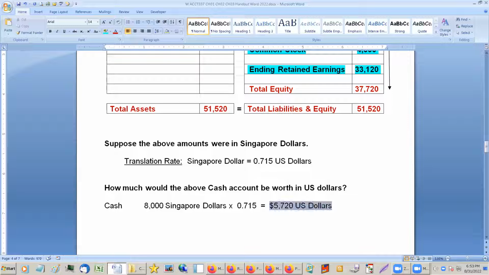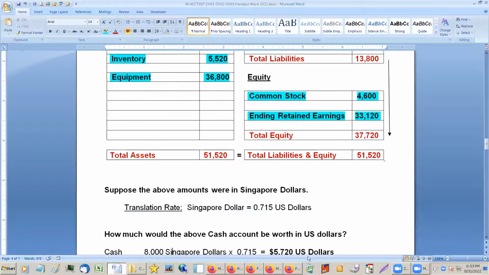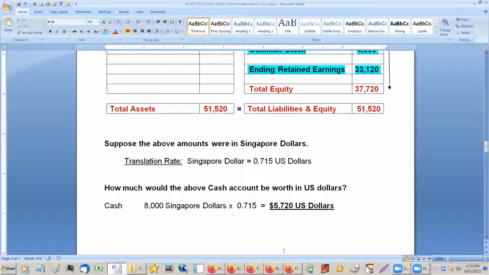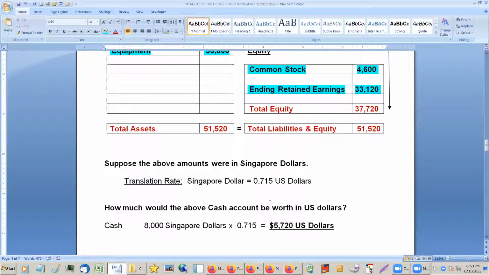So if this was in a foreign currency, let's say that we owned a company in Singapore, and we do their financial statements like we're used to. It would show that in US dollars we'd have 5,720 US dollars. These are in Singapore dollars, but this would be worth that in US dollars.